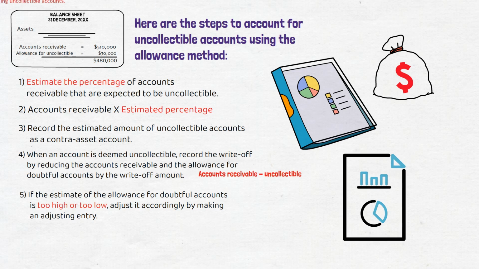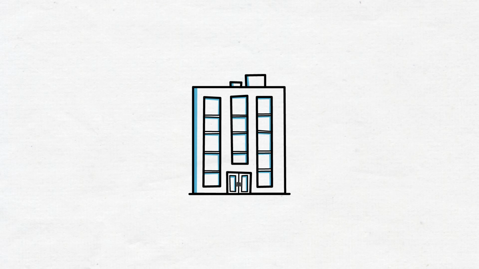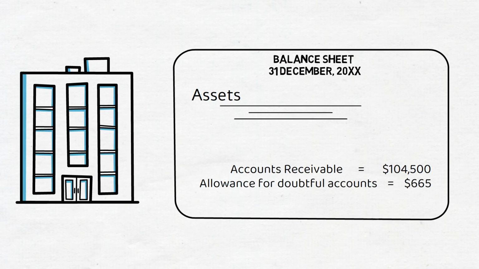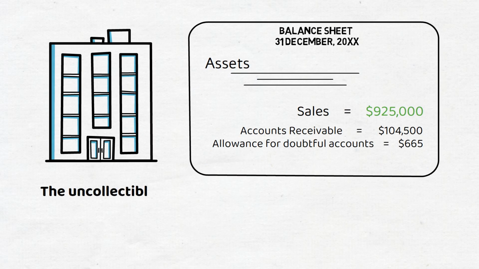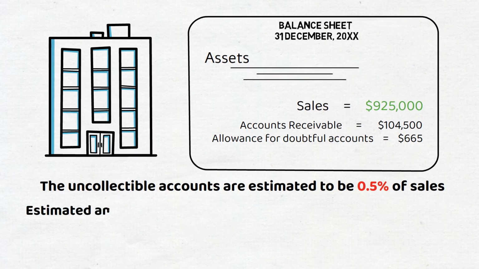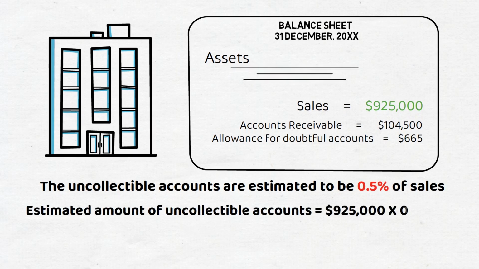For example, a company uses the allowance method to account for uncollectible accounts. Its year-end unadjusted trial balance shows accounts receivable of $104,500, allowance for doubtful accounts of $665, credit, and sales of $925,000. The uncollectible accounts are estimated to be 0.5% of sales. Calculate the estimated amount of uncollectible accounts based on sales. $925,000 times 0.5% equals $4,625.